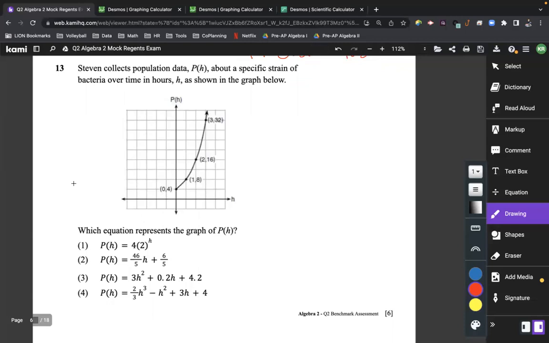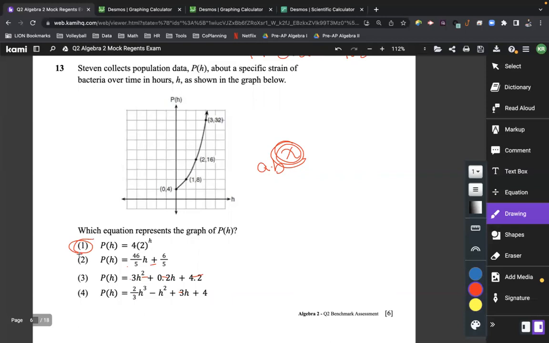Number 13: Stephen collects population data on a specific strain of bacteria over time. Which equation represents the graph of P of H? Just by looking at this, I know that this is an exponential function, okay? Basing it on our knowledge, it's a times b to the x power. The variable has to be an exponent. None of these functions have a variable as an exponent except for number 1.